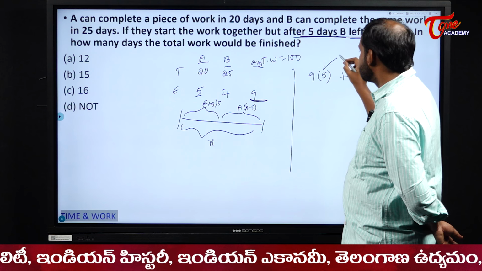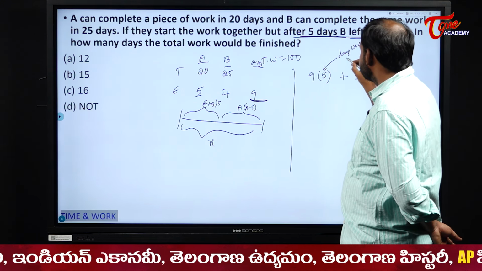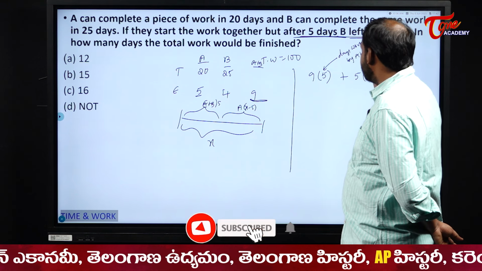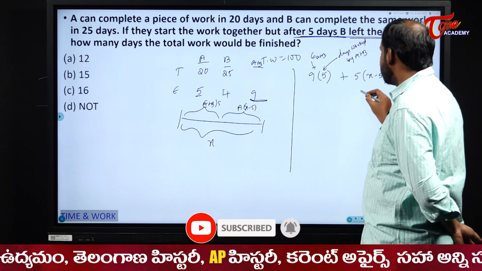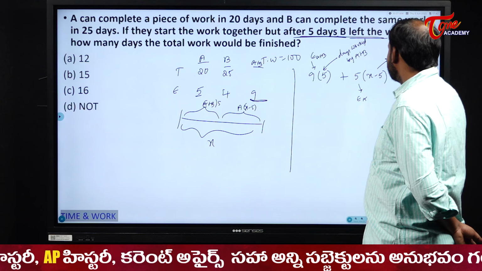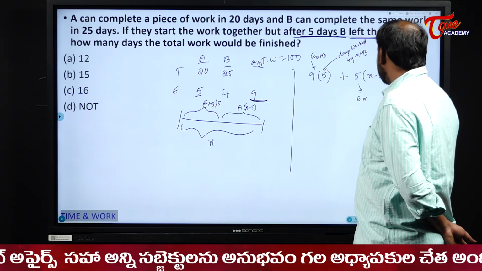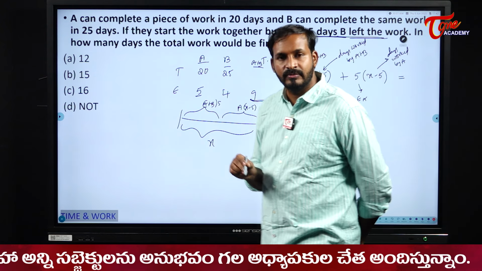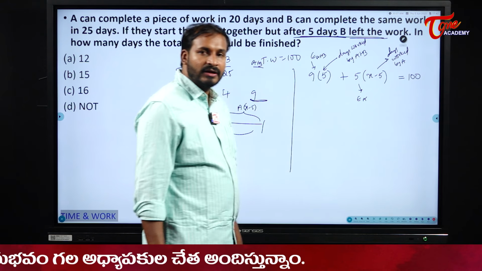This is the days worked by A and B, and this is the efficiency of A and B, and this is the efficiency of A, and this is the days worked by A. So this will be equal to my total work, right? This should be equal to my total work 100.